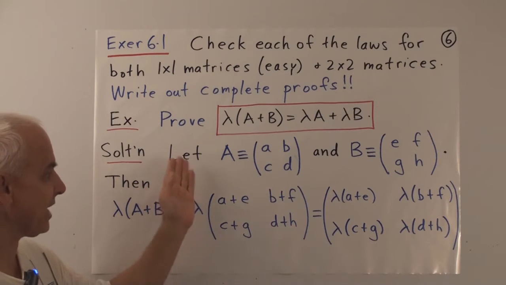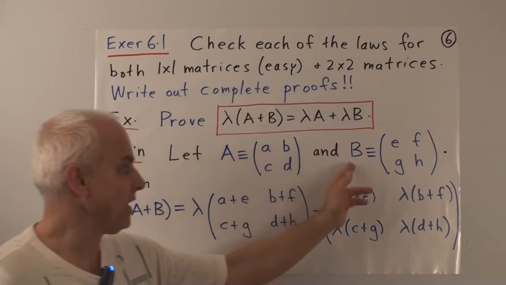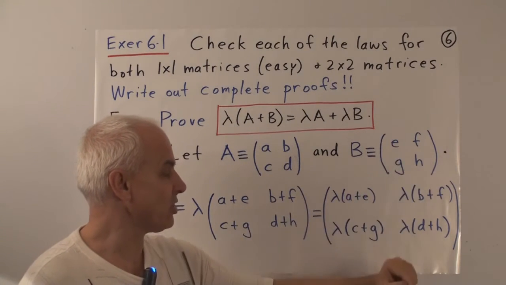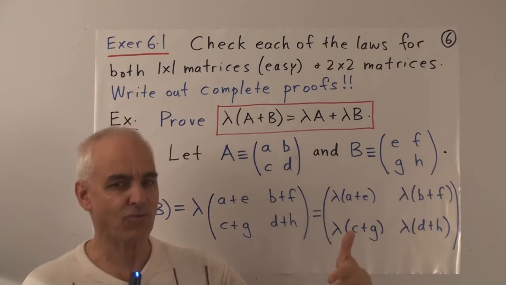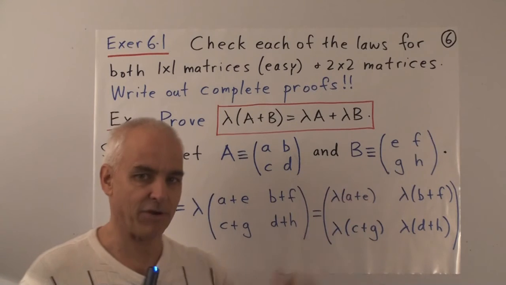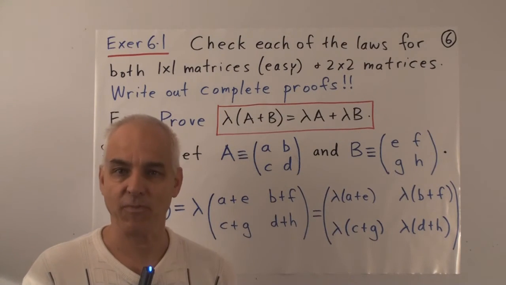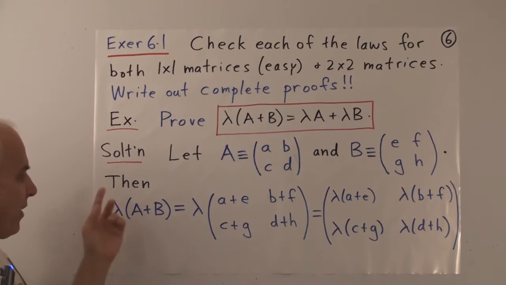So we start out by saying, let A be the matrix (a, b, c, d), and B be the matrix (e, f, g, h). Period. That makes that a sentence. We try to write sentences starting with capital letters, ending with periods, even when we're writing proofs for mathematics. We try at least.